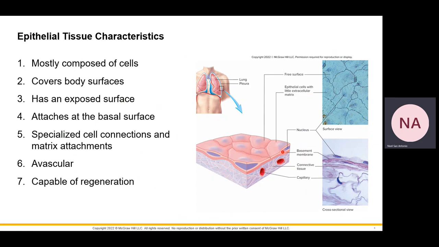Okay? And also, most epithelial tissues do not have blood supply. Hence, they are avascular. That's the meaning of avascular. They do not have significant blood supply. Most of the time, in epithelial tissues, the blood supply is only found in the underlying connective tissue, the one underneath. But on top, it has no blood supply. And lastly, epithelial tissues are capable of regeneration. Most of the time, when epithelial tissues are sloughed off from the surface, they will be replaced by new sets of cells.